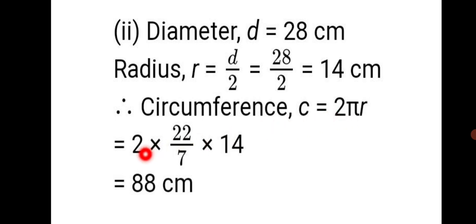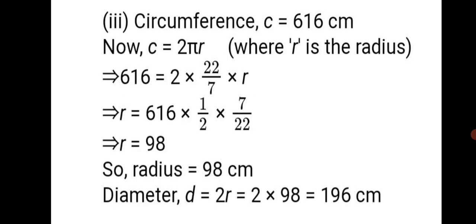Now let's see. 2 into pi value is 22 upon 7 into r value is 14. Radius is 14. 7 twos are 14. 22 twos are 44. 44 twos are 88. So final answer, circumference is 88 centimeter. So now you can enter into your table, radius is 14 centimeter and circumference is 88 centimeter. Next, question number 3.